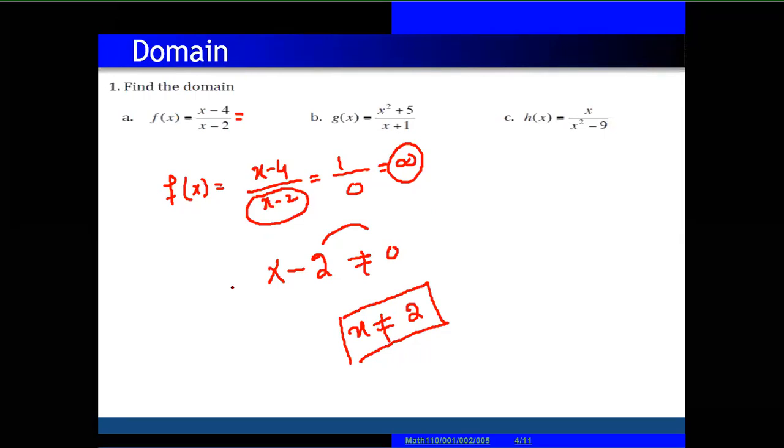So, the domain of the function f of x equal to x minus 4 divided by x minus 2 is all real numbers except one number, and that number is plus 2. You can say that all real numbers except one number, and that number is 2. x not equal to 2.